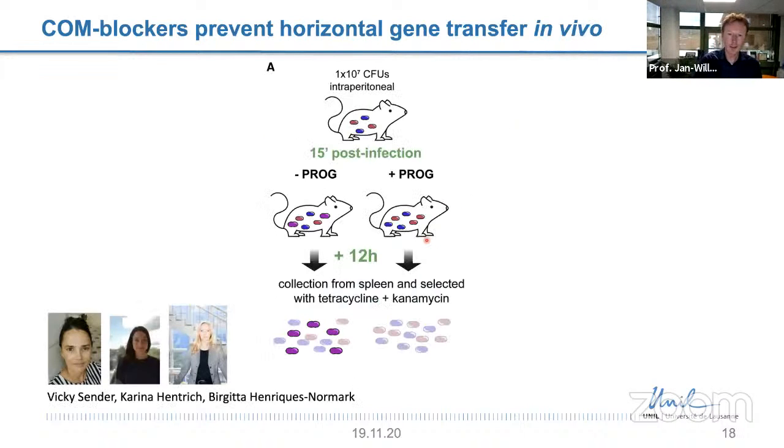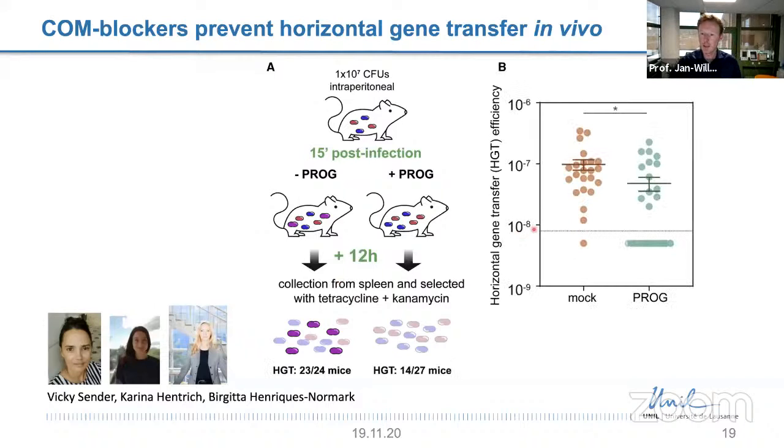To take this one step further, we wanted to see if this could also work in vivo, so in a mouse model. Here, the team of Birgitta infected mice with these 2 strains, and mice were also injected either with or without a COM blocker, in this case proguanil, and then bacteria were collected from the mice and plated on all the combinations of antibiotics to see if there was horizontal gene transfer. And that's what you can see here. If mice were not treated with the COM blocker, you have quite efficient horizontal gene transfer, and every dot is a mouse, I should say. And when they were also treated with a competence blocker, you have a lot of mice that have no horizontal gene transfer events recorded at all.